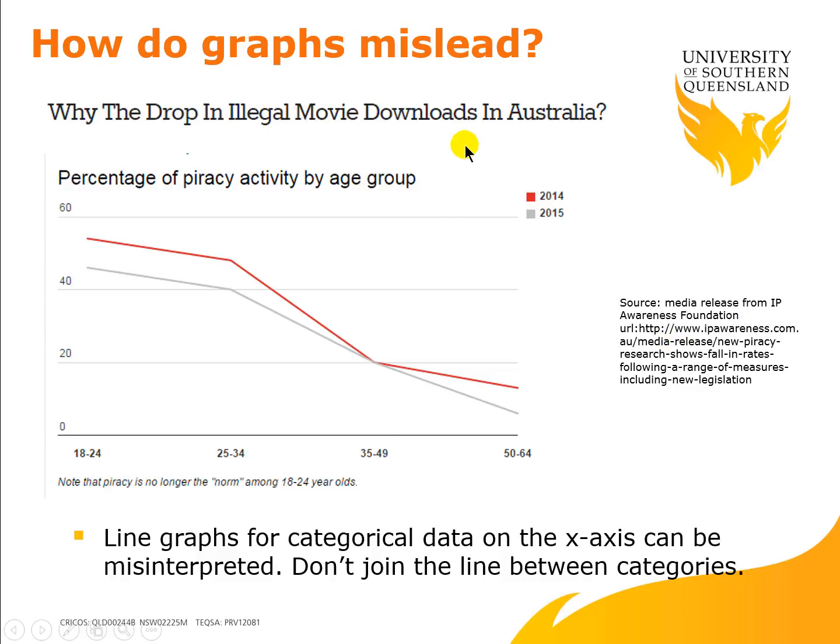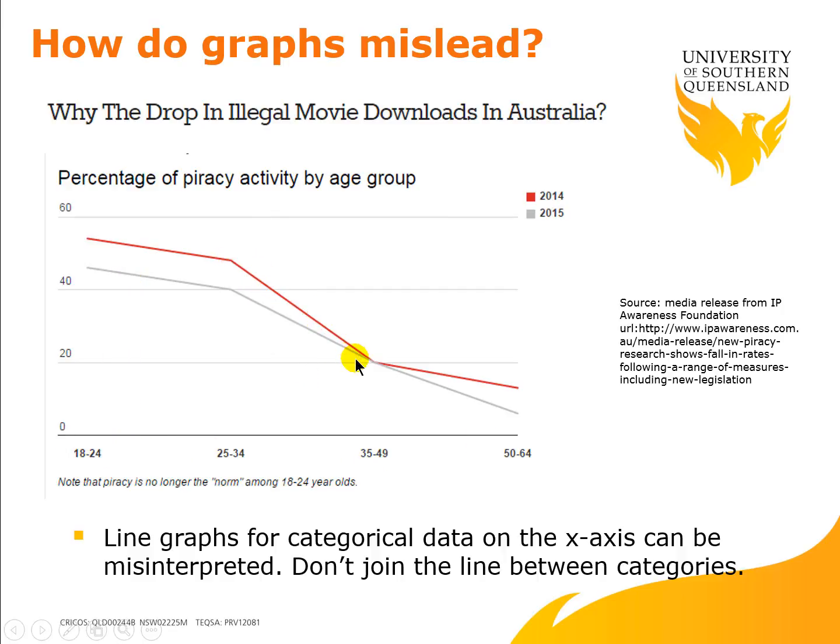So in this one, we want to look at the headline first. Why the drop in illegal movie downloads in Australia? So the headline is telling you that we're talking about a drop. Something has decreased. And then we go to the graph and we see, oh, look at this decrease. That looks really steep. Look at that steep decrease. But then when we look at the graph more closely, we can see that the actual drop is between the two lines. This is 2014 and 2015, and they're claimed these are age groups of people.